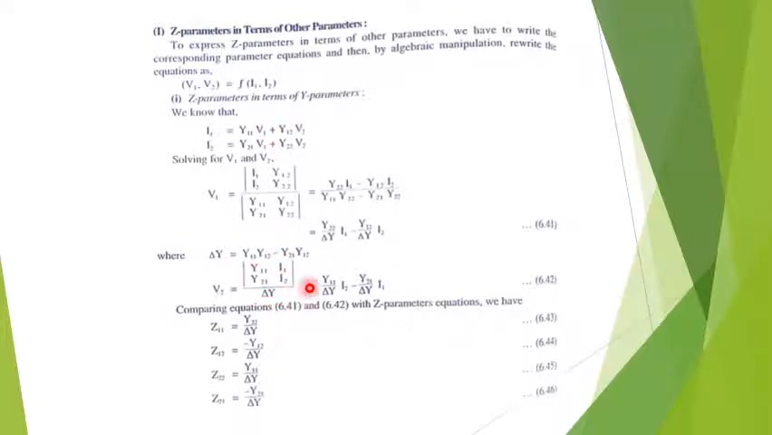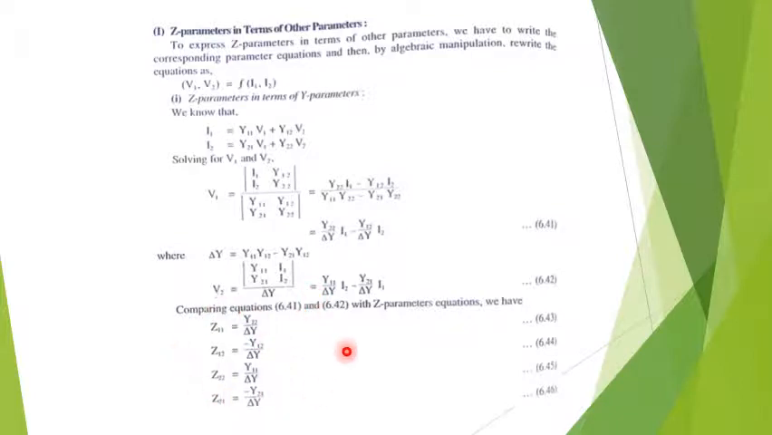So when I open this out, I will get the equation V2 is equal to Y11 upon delta Y I2 minus Y21 I1 upon delta Y. So if you compare these equations now with V1 is equal to I1 Z11 plus I2 Z12, then you can say that Z11 will be nothing but Y22 upon delta Y, and Z12 will be equal to minus Y12 upon delta Y. Similarly, if you compare this equation with the standard Z parameter equation, that is V2 is equal to Z21 I1 plus Z22 I2, then I can say Z21 is equal to minus Y21 upon delta Y, and Z22 will be equal to Y11 upon delta Y.